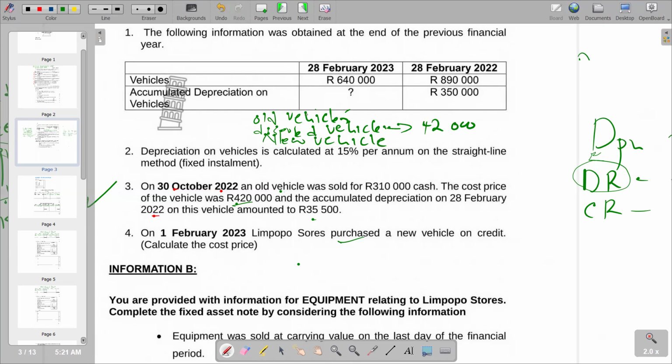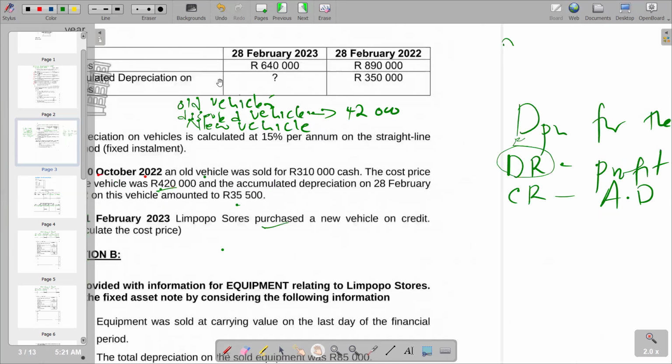So after calculating, we add them, and then we get the total depreciation for the year. So let's start with the old vehicles. For the old vehicles, we are saying at the beginning of the year, we had a cost of 890,000, which is here. This is at the beginning of the year. And inside 890,000, there is the cost of the disposed vehicle, which is 420,000. The cost price of the vehicle was 420,000 here. So we have to remove it from 890. That is, we are left with only vehicles that were there for the whole year.